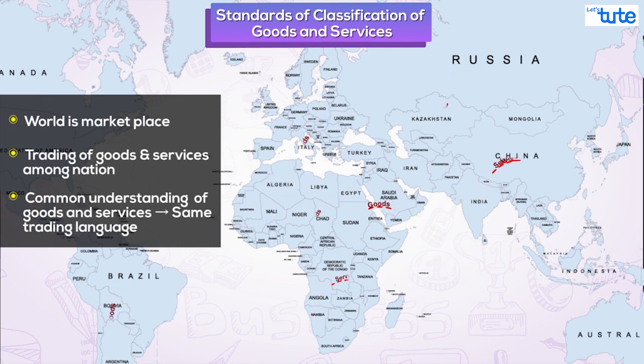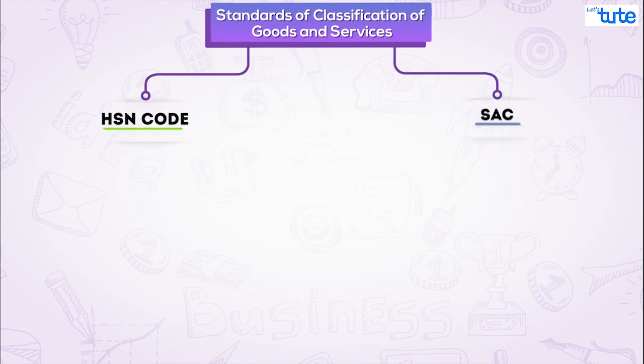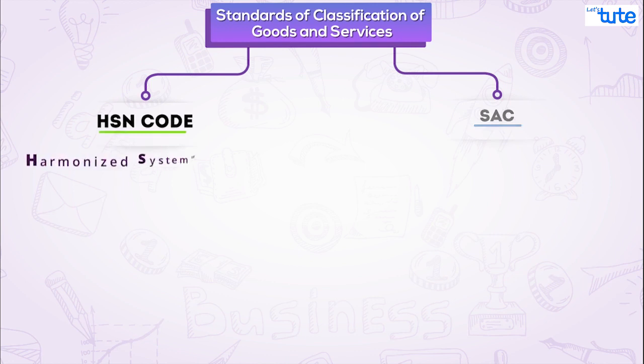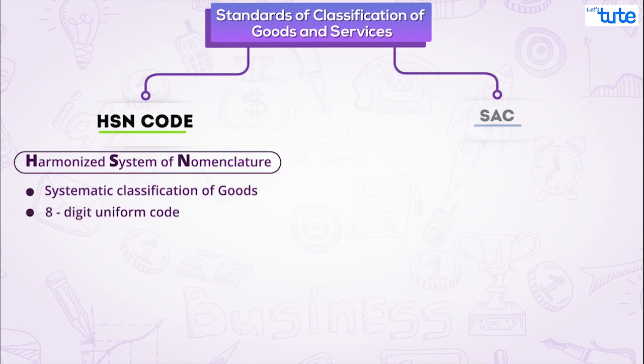So, under GST, all the goods and services are classified under two heads, that is HSN code and SAC. Let's begin with HSN, which stands for Harmonized System of Nomenclature. This system has been introduced for systematic classification of goods all over the world. The HSN code is an 8-digit uniform code that classifies 5,000 plus products. It was developed by the World Customs Organization and is universally accepted.